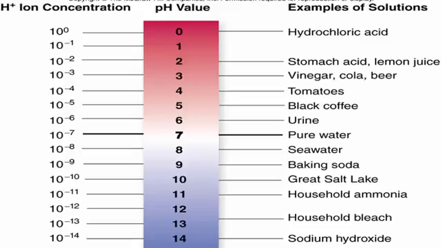So again, just to reiterate the idea, when we have our concentration of, let's say, 10 to the negative 7, as you notice, that's your pH value of 7, which is pure water. The exponent tells the pH value.